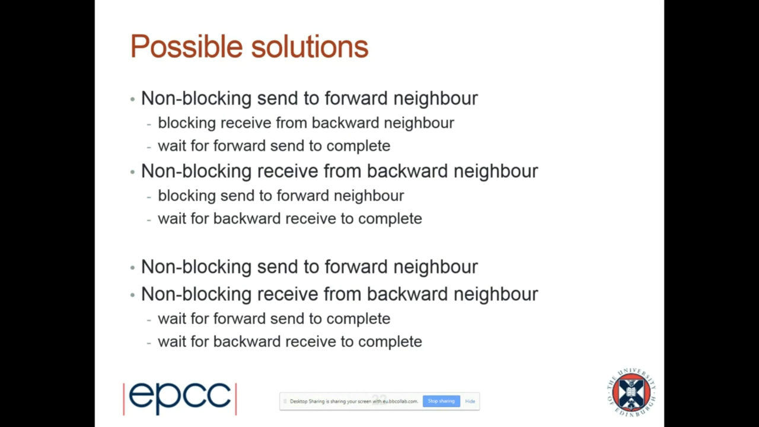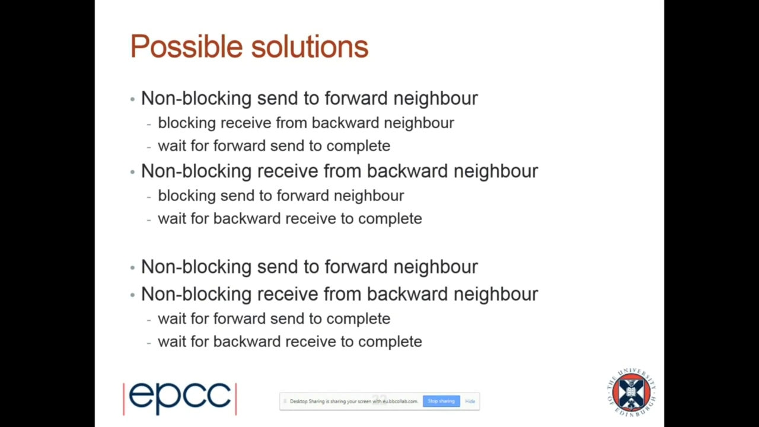I could issue a blocking receive to my backward neighbor. I could now say, right, I'm going to wait for a message to come in. And that blocking receive will match their non-blocking send. And then I have to wait for this to complete, because I need to know that message has been delivered before I can do the next iteration of the ring. And I add the number and pass it on. So you can do a non-blocking send.